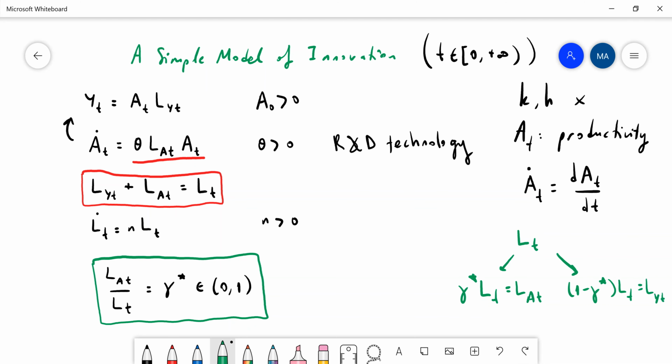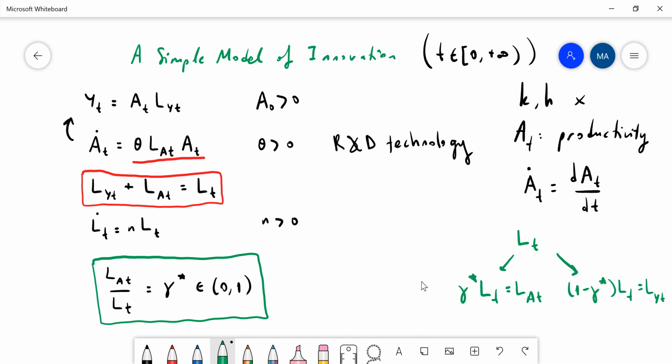Okay. So here, obviously, I'm taking the shortcut because in the fully fledged model, there will be an optimization problem on the side of firms. So firms will take everything given, and then they choose how much labor to be employed in the R&D sector. I'm taking the shortcut here. So suppose that gamma star is determined already. Okay. Now, if this is the case, see what happens.